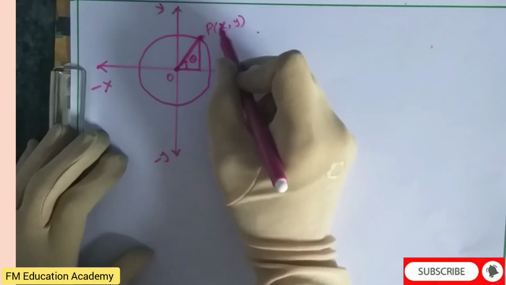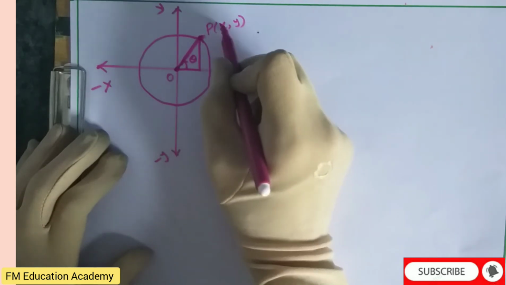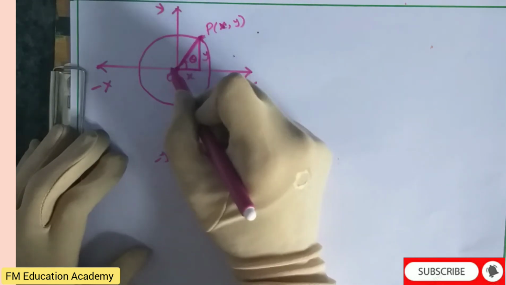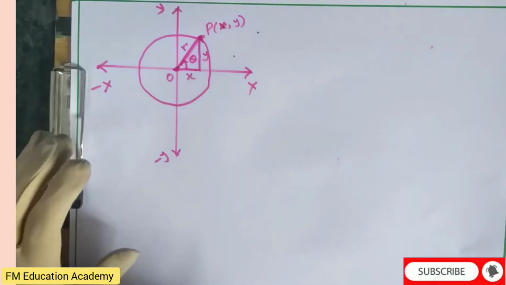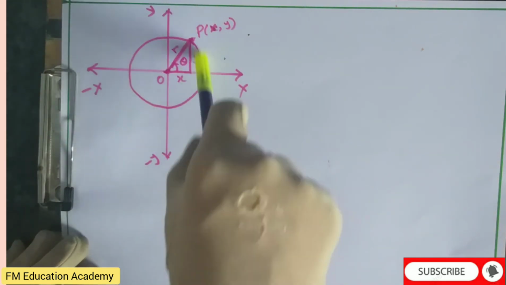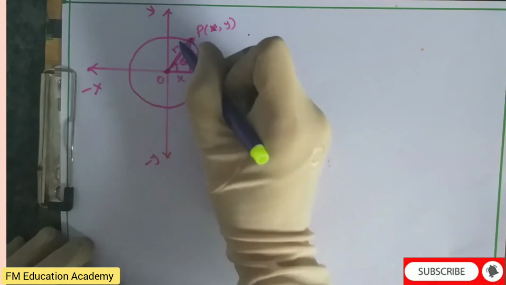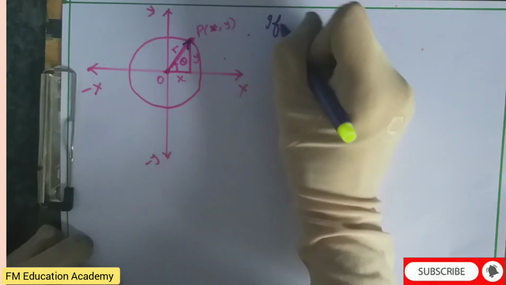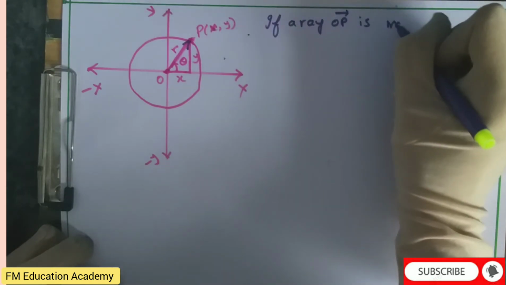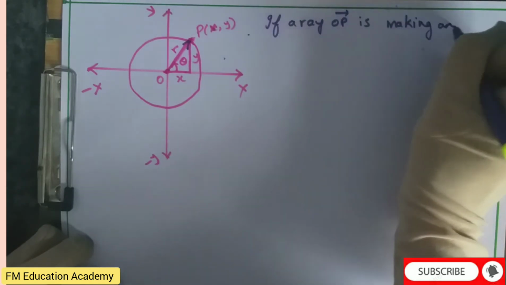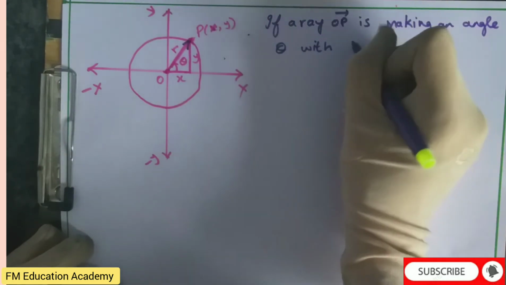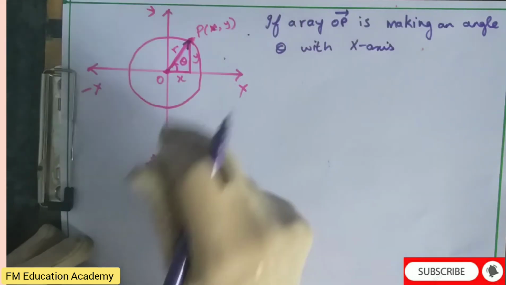So at what distance is it on the x-axis? The distance is x. Let us suppose this is y, and the radius of the circle is r. If I consider this as my trigonometric triangle, how to write the ratios? This is my ray OP. So if ray OP is making an angle theta with the x-axis, then we can write 6 ratios based on this triangle.